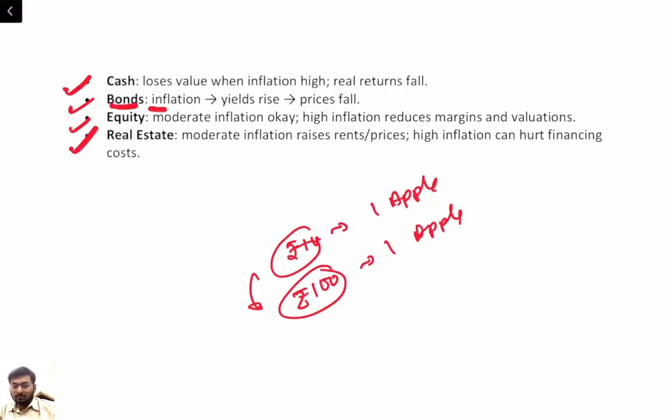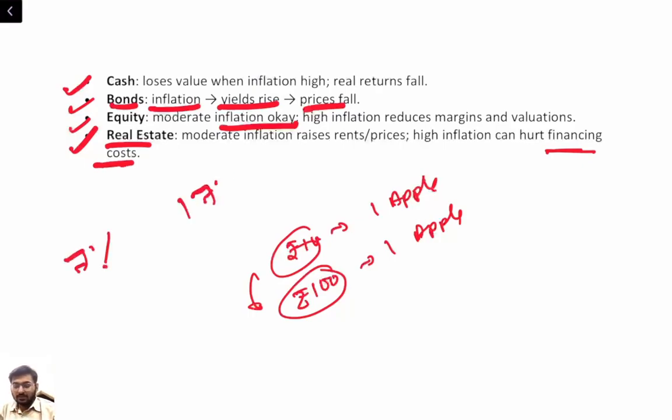What will happen to the bonds? Because of the inflation, yield will rise, bond price will start falling. Clear? Equity: moderate inflation is okay, but high inflation reduces the margins as well as the valuations of the company. The same thing will happen to real estate. Moderate inflation raises the rent and the prices of land, but high inflation will hurt the financing cost because the interest rate is rising. I have to buy a land. Earlier the interest rate was 7%, but now the interest rate is 17%. Do you think I can afford it? I cannot. Clear?